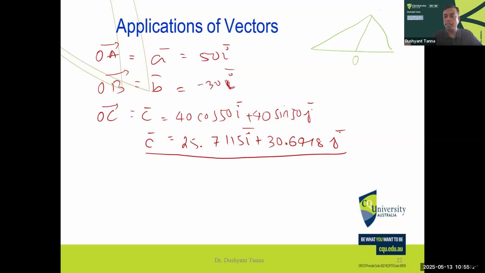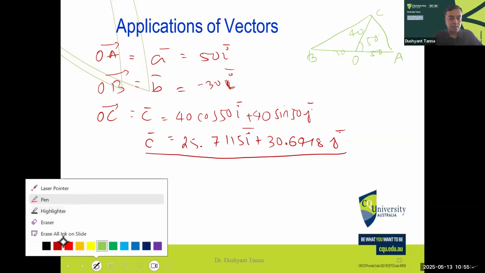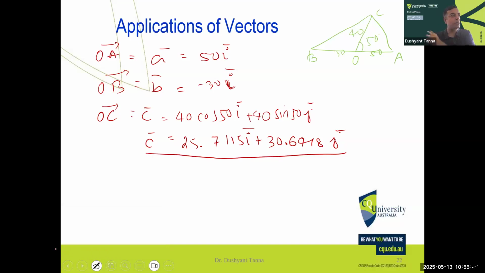That is O, that is C, that is A, that is B, right? That's a 40. Okay, and that one is 30, that one is 50, and the angle is 50 degrees as well. Okay, so that's what is happening right now. So we got up to OC. That's good. Now, CA, right?